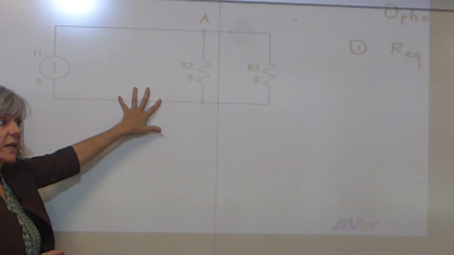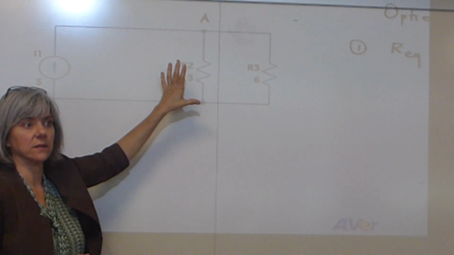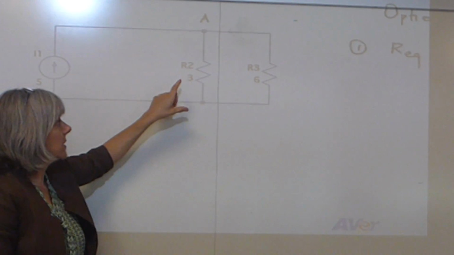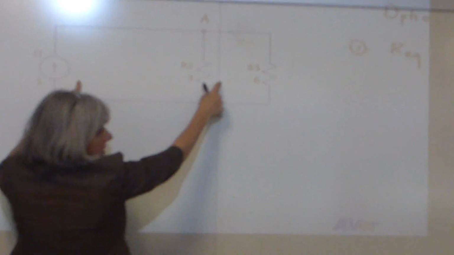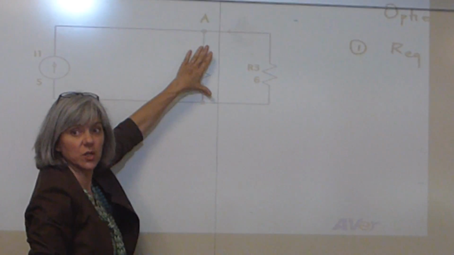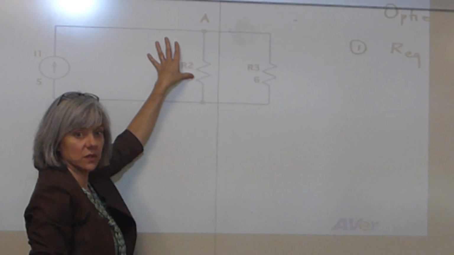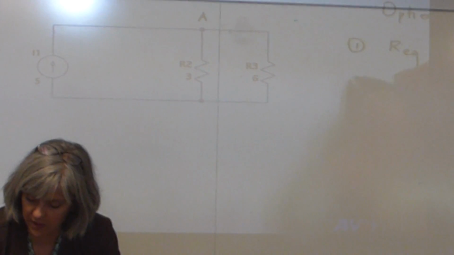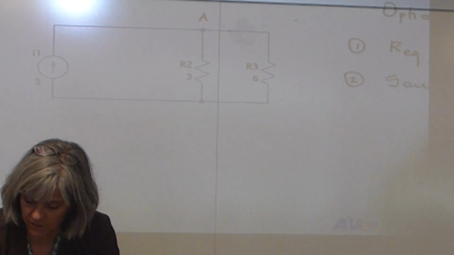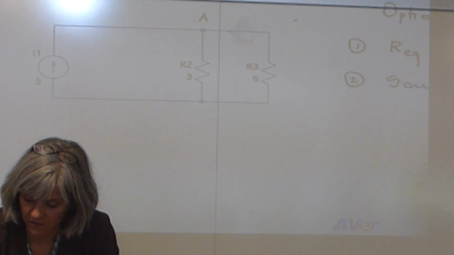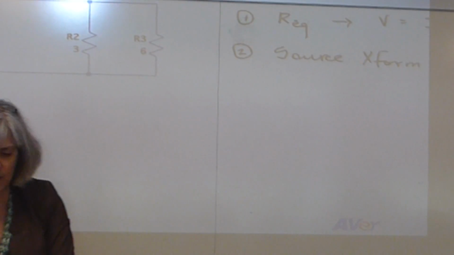You could do a source transformation, and then you'd have voltage source, resistor, and then it's set up for what? Well, if I have voltage source, resistor, and I just want the voltage across only this one resistor, it's perfectly set up for voltage division. Yeah. So I could do source transformation, and that sets me up for voltage division.